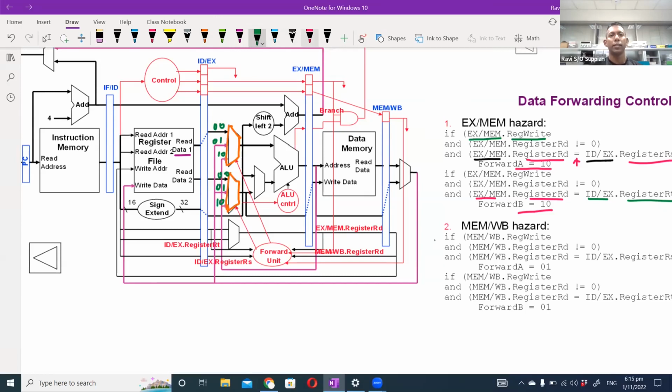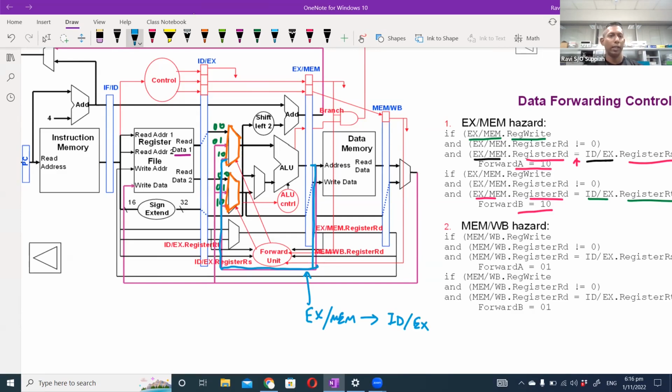Now we say that this forward is 1 0. So 1 0 is this line over here, and if I trace it back, it is actually coming out of the EX memory stage. So this is the data that is forwarded from the EX memory stage back to the IDEX stage, that means from the instruction earlier.